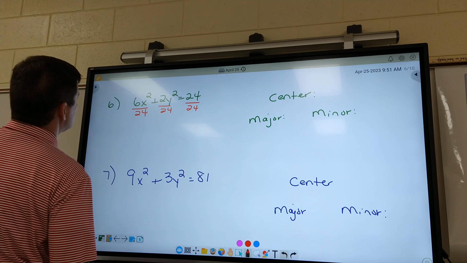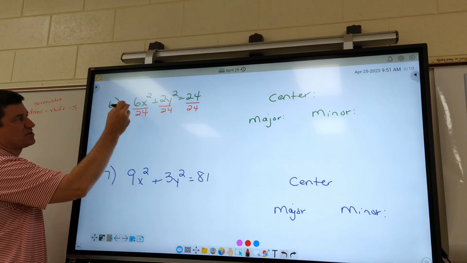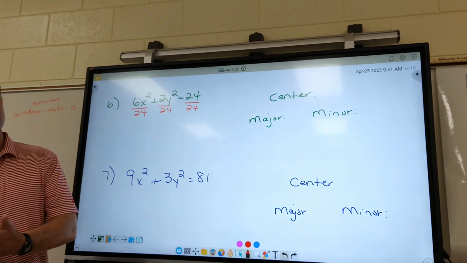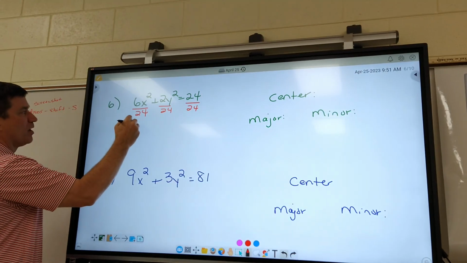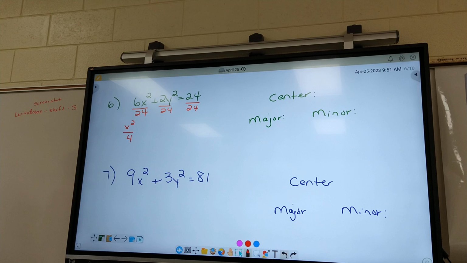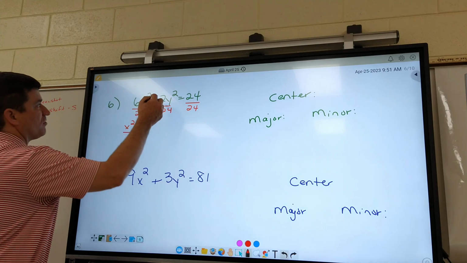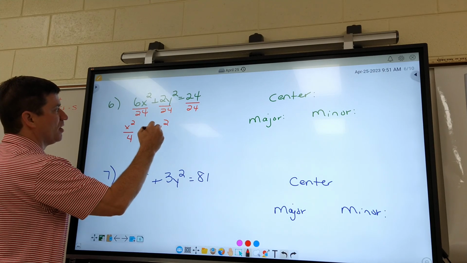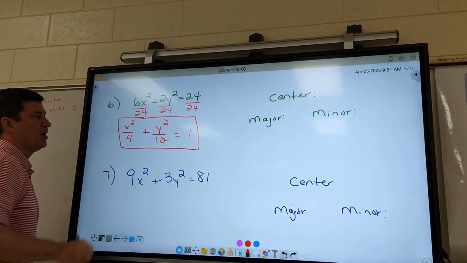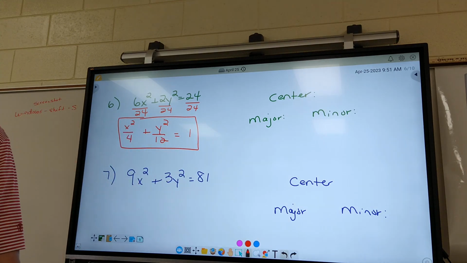All right, so our equation, now look, if you'll just type in 6 over 24 in your calculator, it will reduce it for you. So this is going to be x squared over 4. Does everybody remember how to type in the fraction button? 2 over 24 will give us y squared over 12 equals 1. I have to see that equation. That is your standard form for the ellipse.